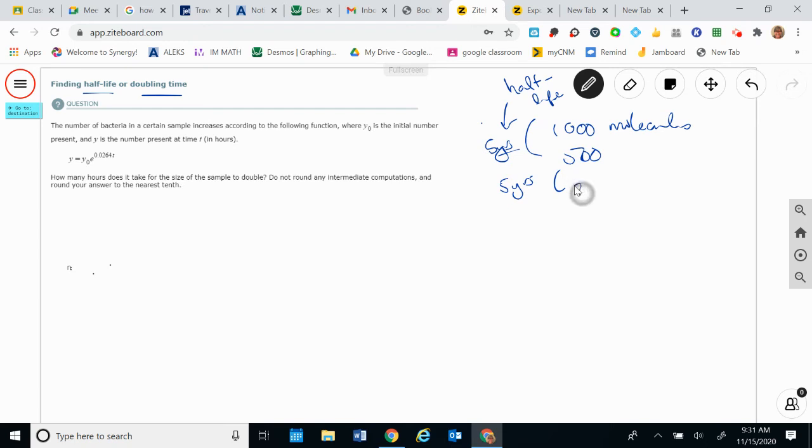So in another 5 years, it'll be 250. And then in another 5 years, it'll be 125. And in another 5 years, it'll be half of that. You get the idea? It'll just keep going down. It'll never ever reach zero. It'll just keep going down.